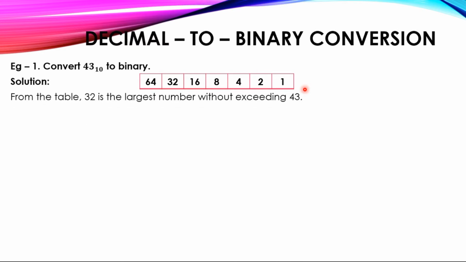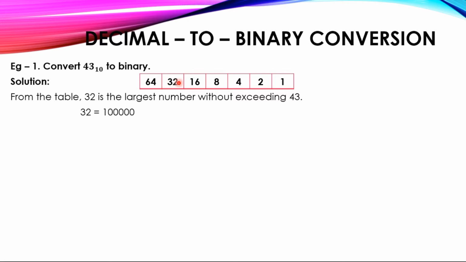From the table, 32 is the largest number without exceeding 43. Now we have to see the number. What is the number? 43. Now the number should not exceed 43 but should be close to 43. So it cannot be 64 because it is exceeding 43. So we will take the number 32.